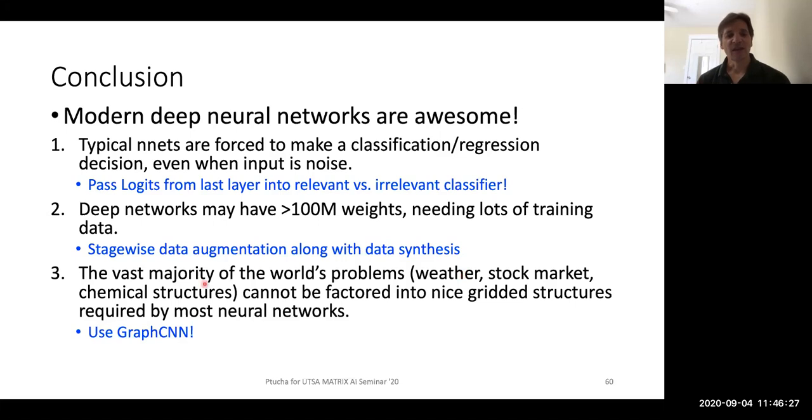The other thing is the lots of training data. So we found that stage-wise learning is a very powerful concept. And then the last thing is the issue that most of the world's problems don't occur on these fixed gridded structures. So when you have problems like protein samples, just use graph CNN, and you could use a very similar convolutional network as if it were a grid structure. Okay, so thank you. That was my last slide.